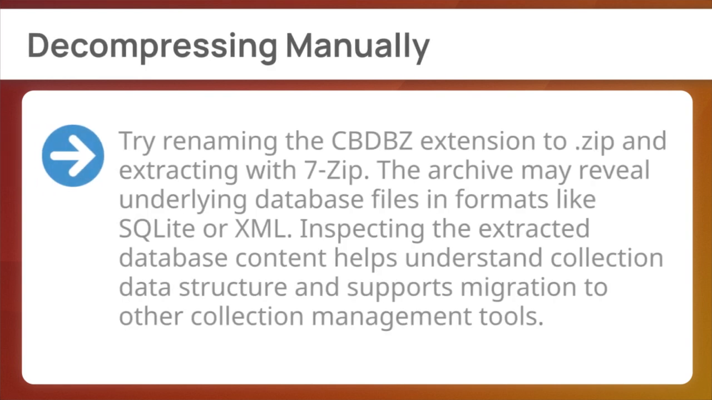Next, decompressing manually. Try renaming the CBDBZ extension to .zip and extracting with 7-zip. The archive may reveal underlying database files in formats like SQLite or XML. Inspecting the extracted database content helps understand collection data structure and supports migration to other collection management tools.